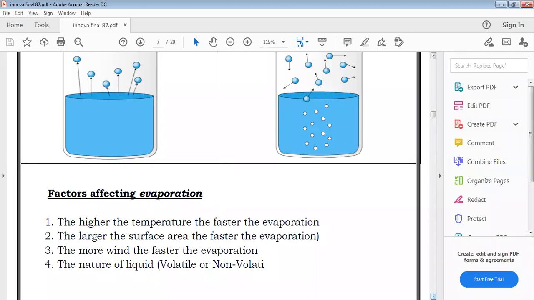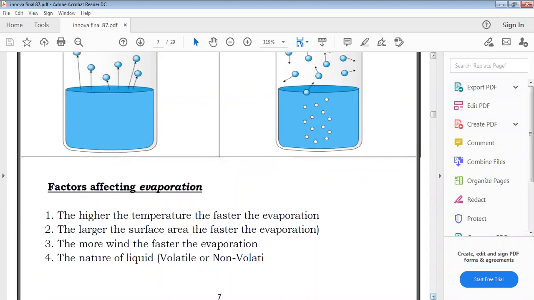And volatile means it evaporates faster. I told you, like the alcohol. When you spray it on your hand, it evaporates fast. It's not like the water when you wash your hand; it takes a longer time to evaporate. And also the acetone that you remove your nail polish with also evaporates faster. If you just left it open a little bit, you're going to find it evaporates faster.